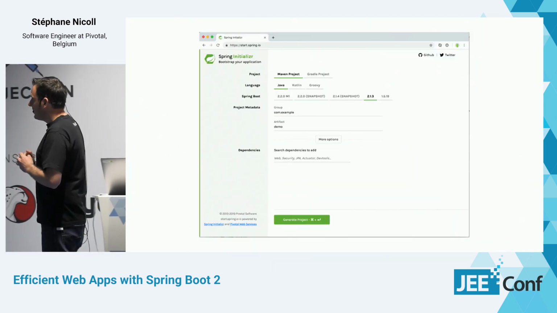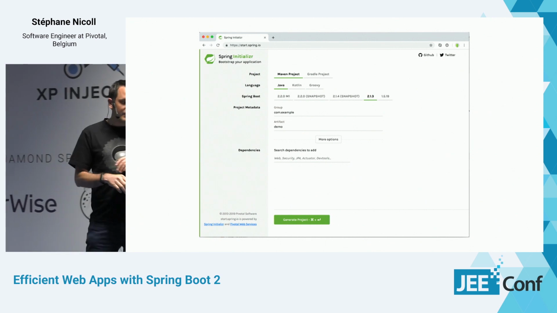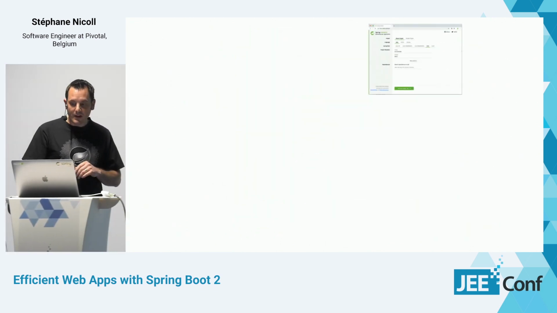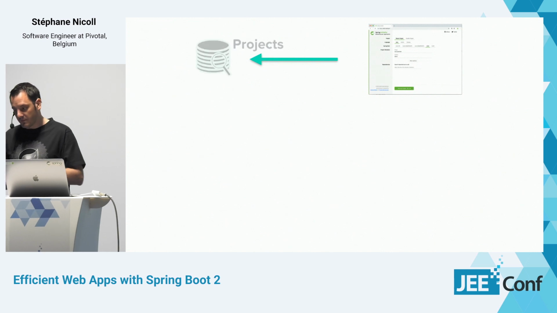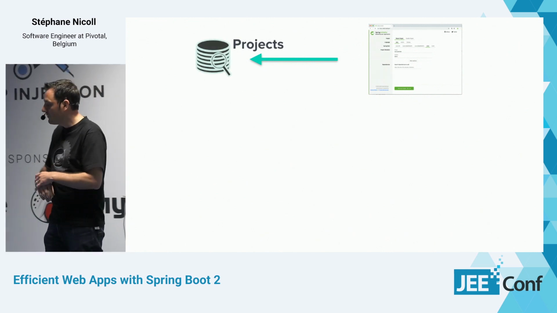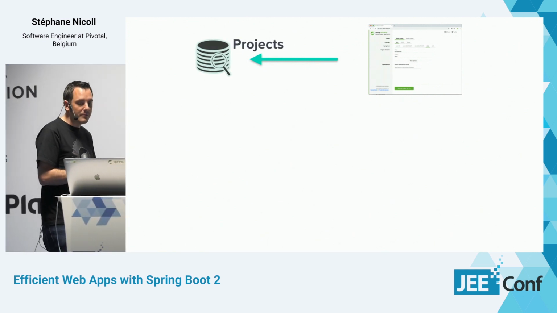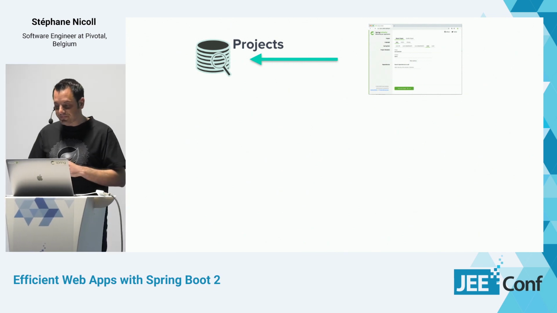So we will be working on an app, and so this is start.spring.io, and every time that you go there, we actually record your choices. So we record the build system you've used, the dependency you've used. So we know how many projects are generated per day, that kind of stuff.